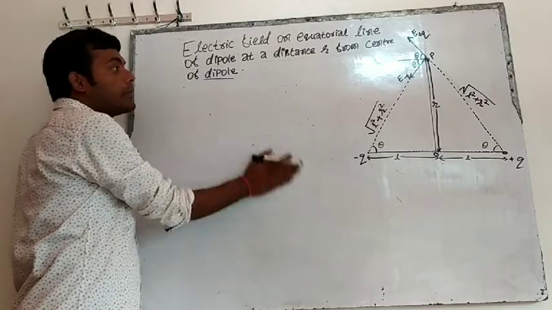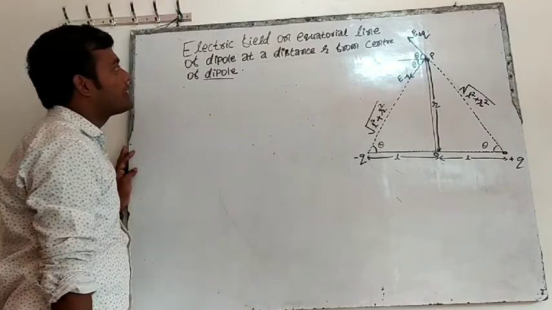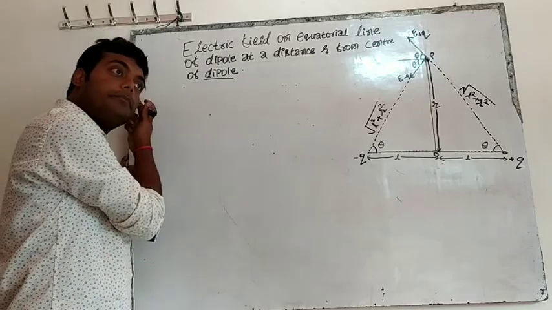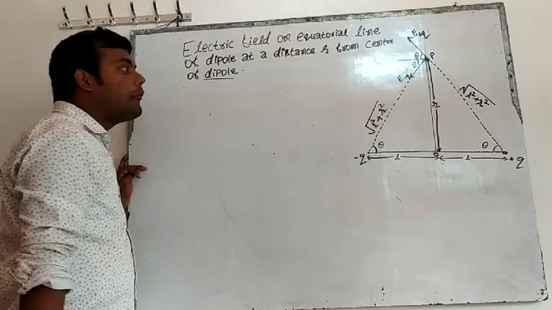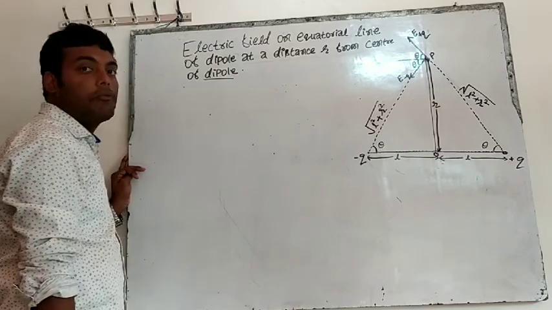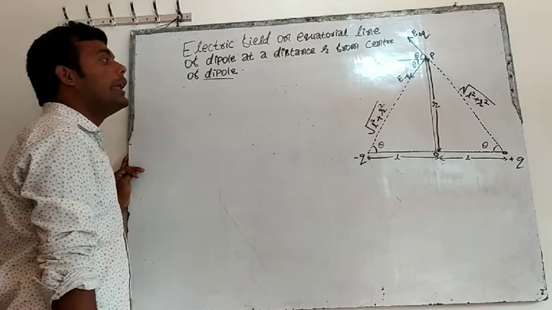This is Kanhaiya Jha with a new lecture, electric field on equatorial line of a dipole. What we want to find is the electric field on the equatorial position.